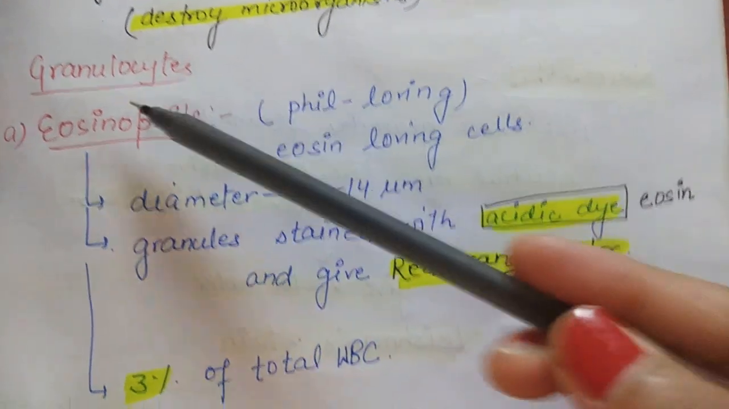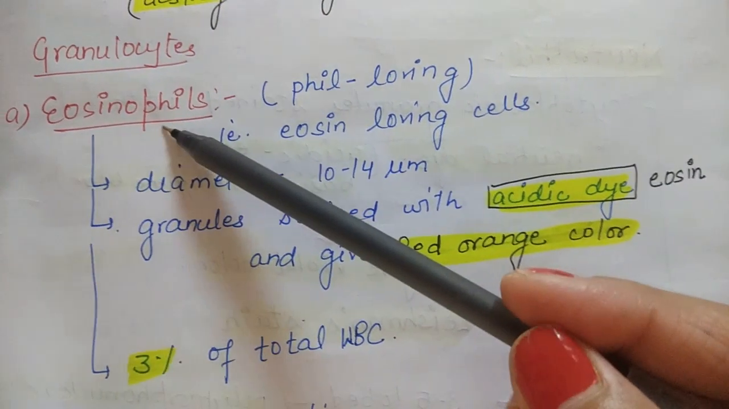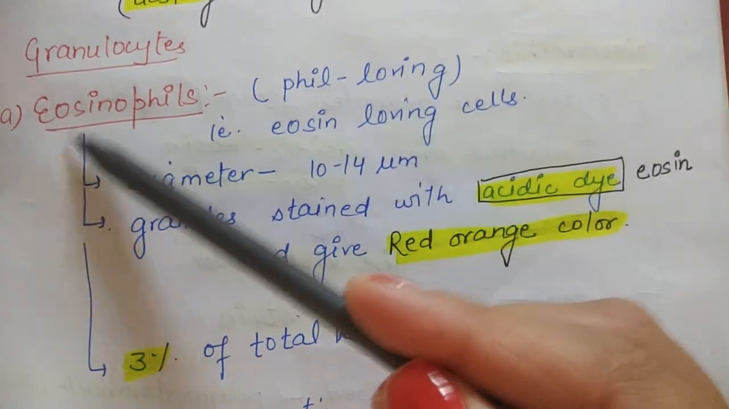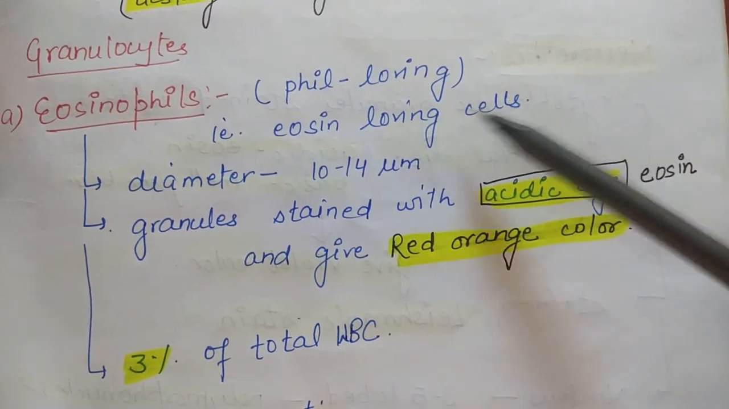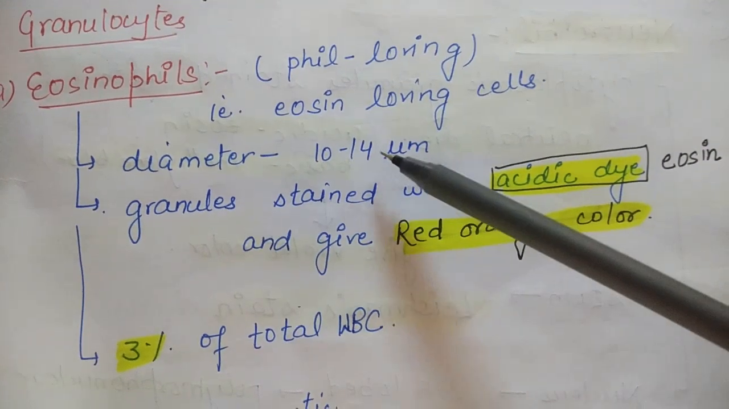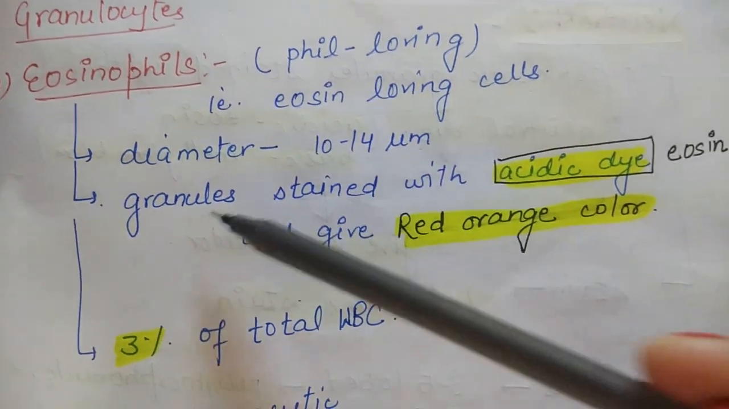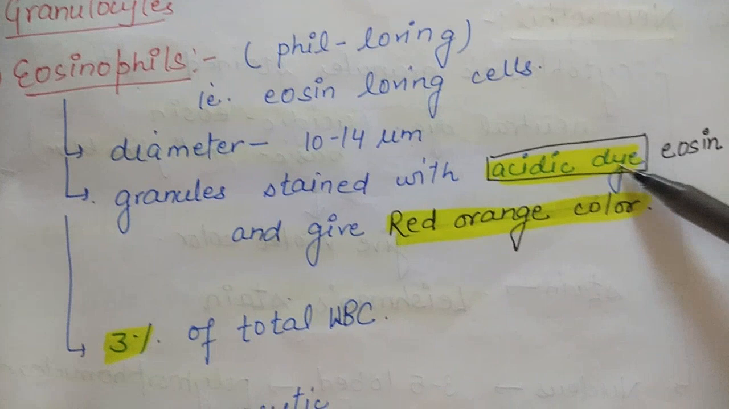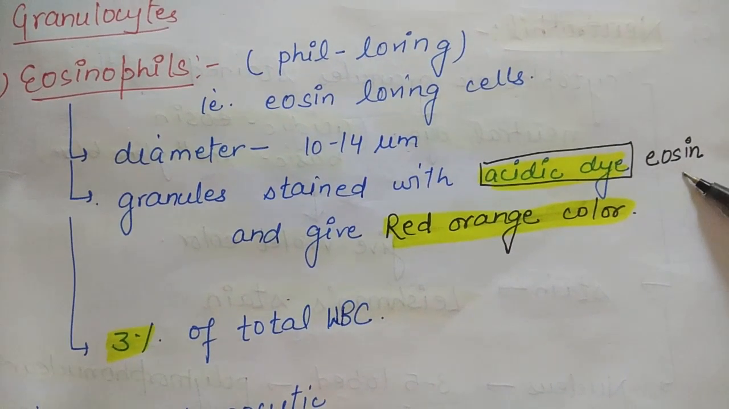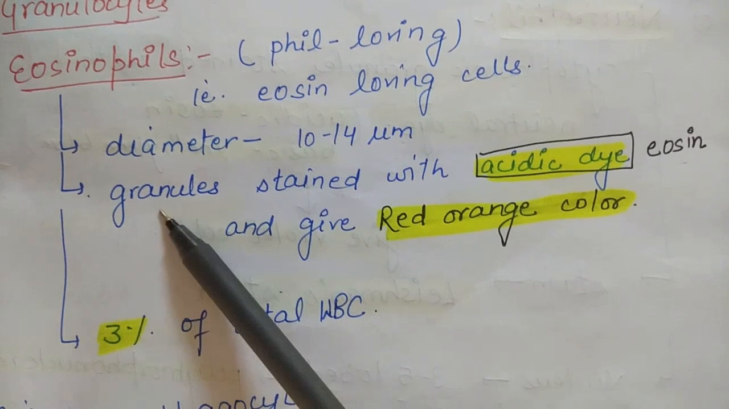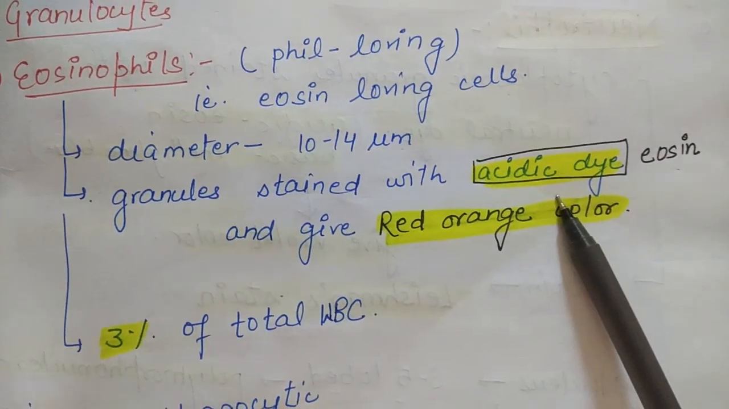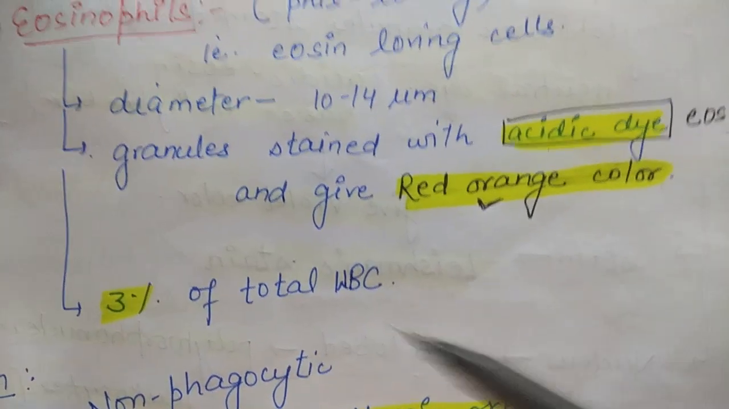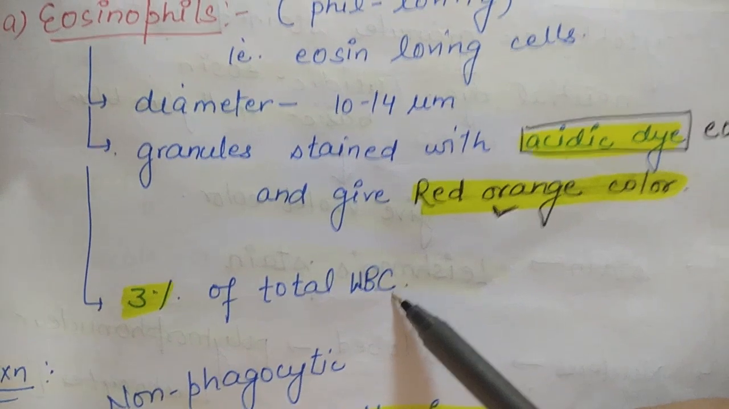First, the granulocytes. In the granulocytes, first we will discuss eosinophil. Eosinophil: phil means loving, and eosin is a dye, so these are eosin-loving cells. The diameter of eosinophils is 10 to 14 micrometer. The cytoplasmic granules are stained with an acidic dye known as eosin. When stained, the eosinophils give a red-orange color. They are 3% of total WBC.